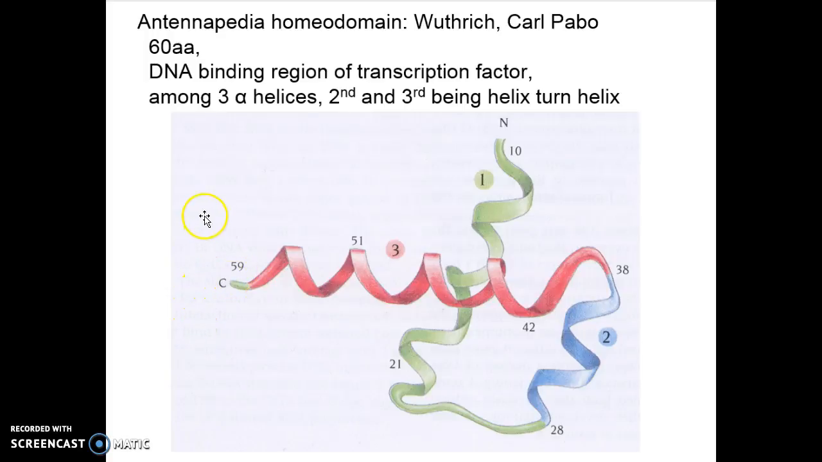The next type will be the Antennapedia homeodomain, first determined by Wüthrich and Carl Pabo. In general, the homeobox is very highly conserved for its size, 60 amino acids, and functions as a DNA transcription factor. The actual structure is 3 helices, the second one and the third similar to a helix-turn-helix.